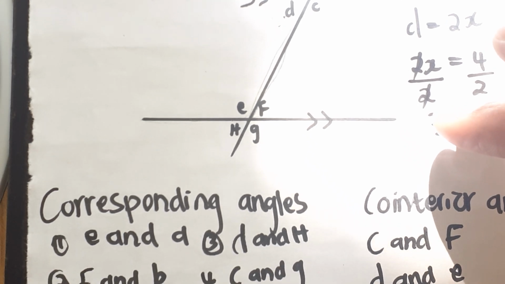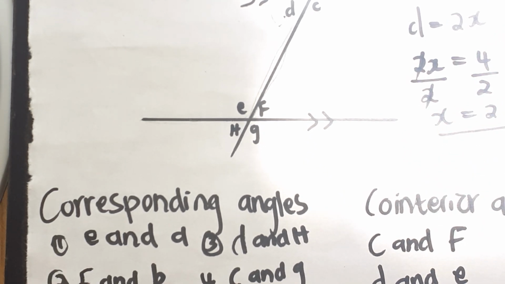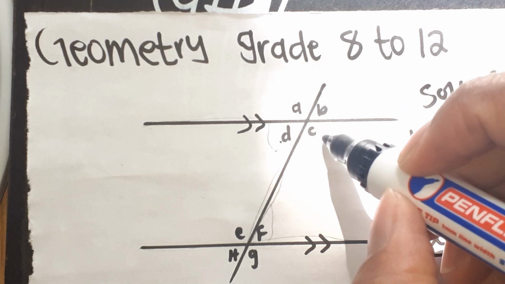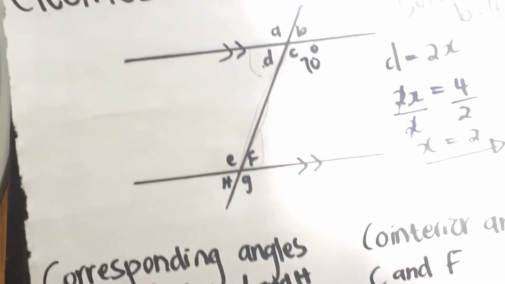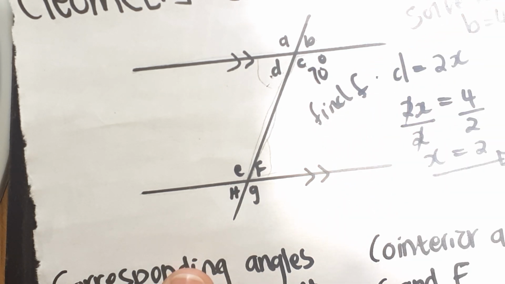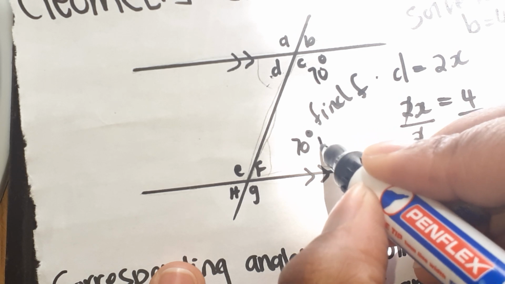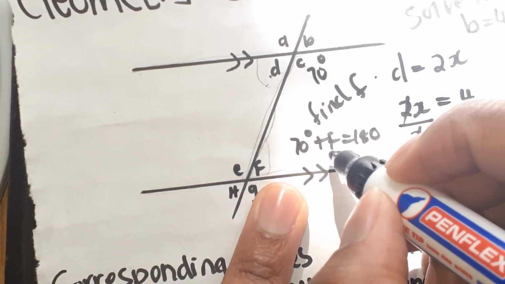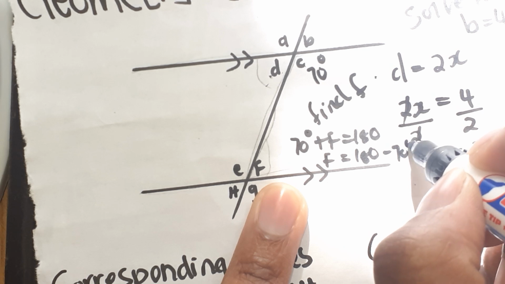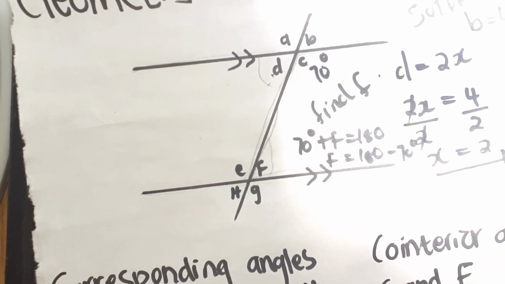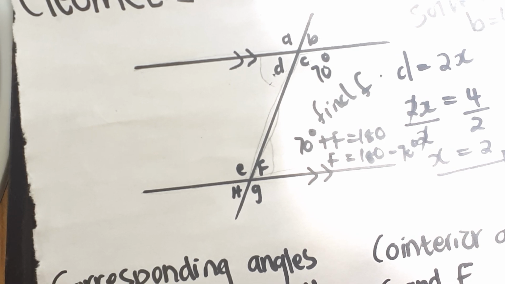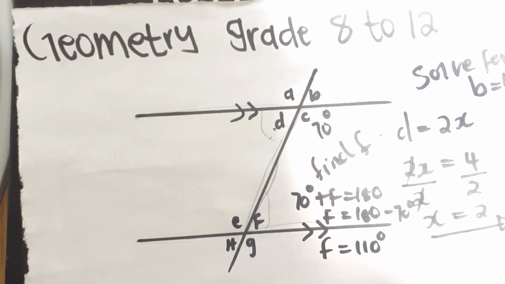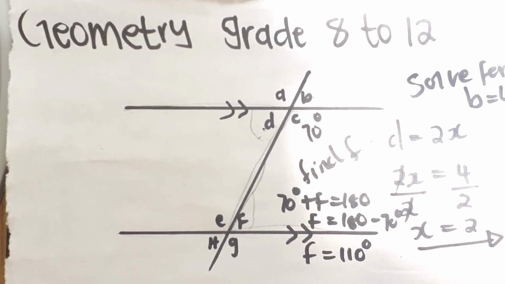If you were given co-interior angles or any vertical opposite, corresponding, alternating, this is how you do it, right? But with co-interior angles, let's say C is 70 degrees, and then you are told to find the value of angle F. What you do is say 70 degrees plus F equals 180, and your reason is co-interior angles. And then you say F equals 180 minus 70 degrees. The 70 comes this side. So 180 minus 70 degrees, that's where you will find that F will be equal to 110 degrees, which will be this one.